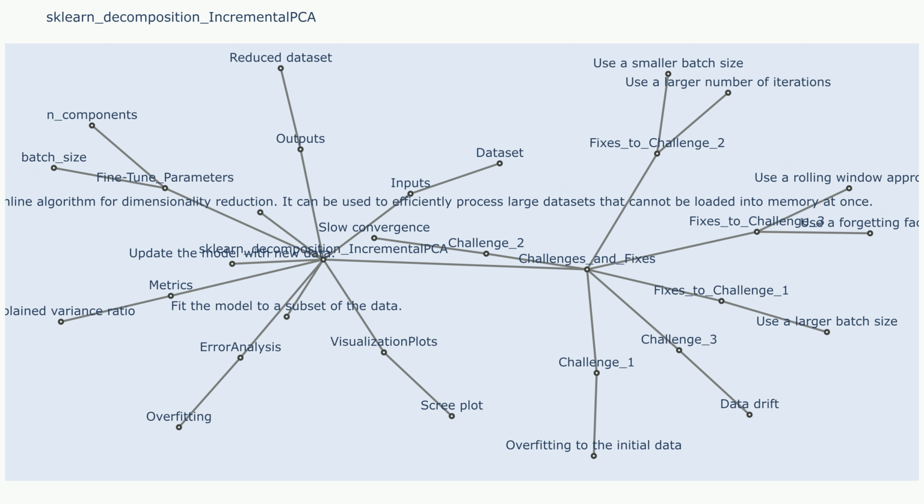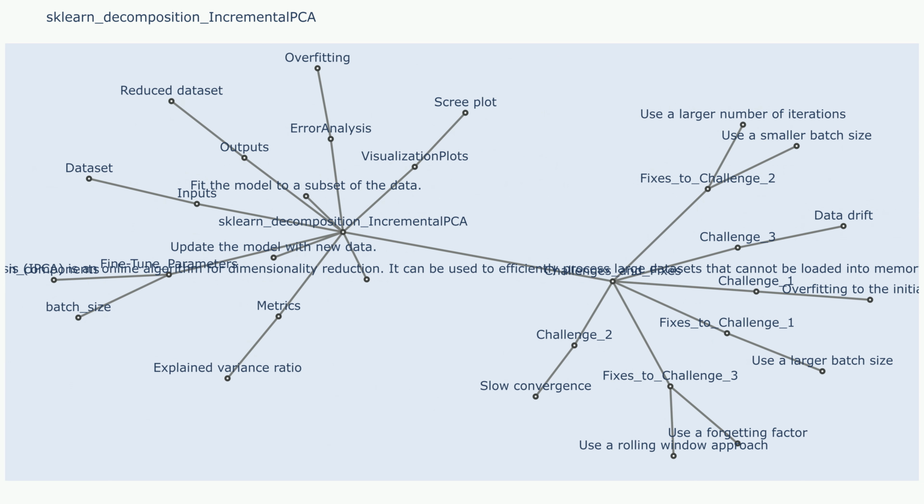Outputs. X_transformed, a 2D array representing the transformed data in the lower dimensional space. The shape of X_transformed is n_samples, n_components. Components, a 2D array containing the principal components. Each row represents a principal component, and each column corresponds to a feature. The shape of components is n_components, n_features.